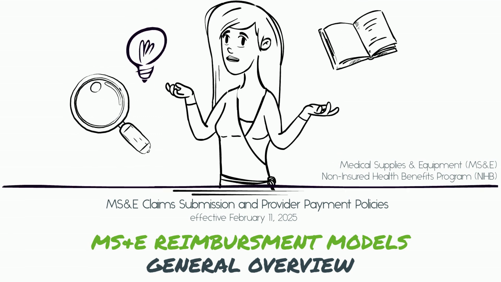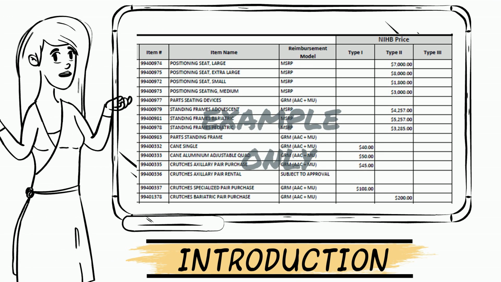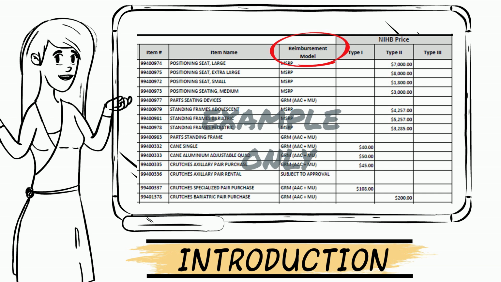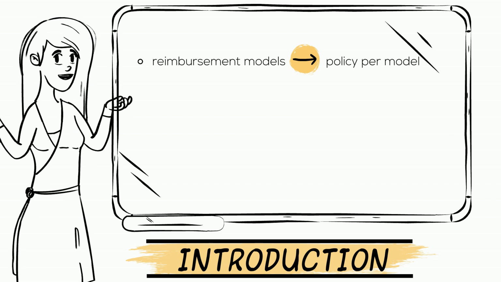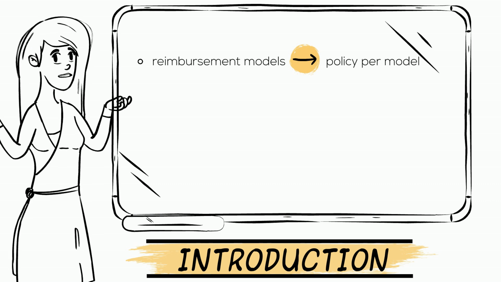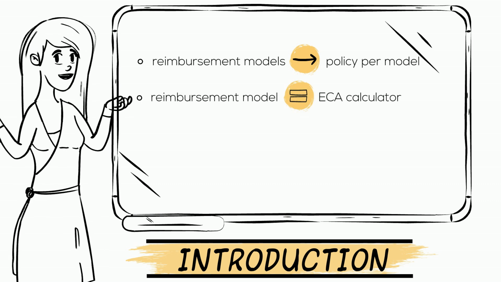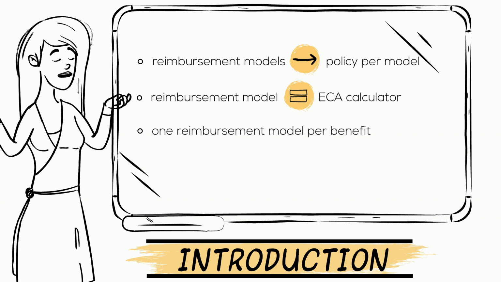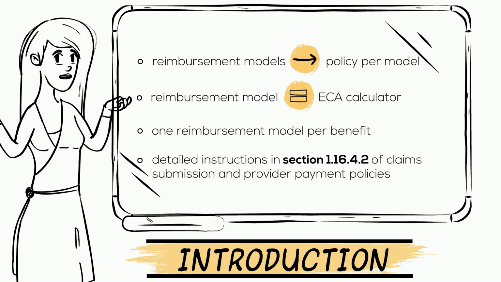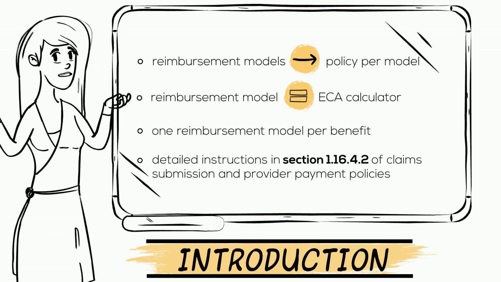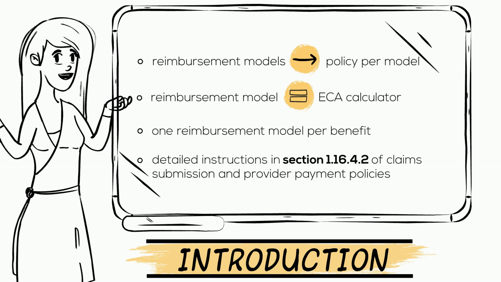Now, let's dive in. The program specifies a reimbursement model for each benefit listed in the Medical Supplies and Equipment Price files. Each reimbursement model has its own specific policy, with detailed instructions that providers must follow to determine their eligible claim amount, also known as the ECA. There is one reimbursement model for each benefit. For the policy details, refer to Section 1.16.4.2 of the Medical Supplies and Equipment Guide.